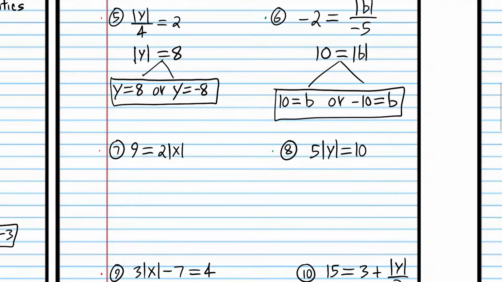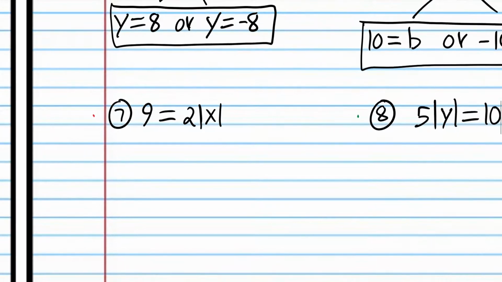All right, so now we have a problem where there's multiplication involved. Now this is a source of confusion for students. See how this 2 is right next to the absolute value symbol? That means multiplication. So we need to get rid of that 2, so we have to do the opposite of multiplication. And so we're going to divide.